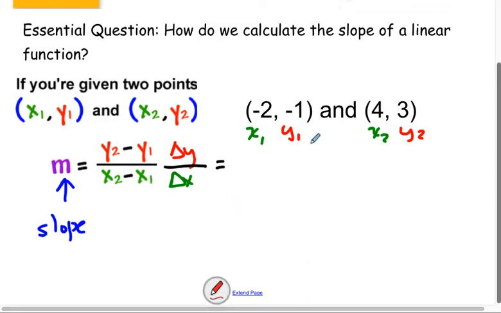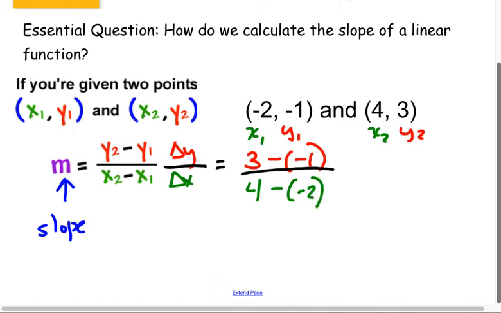Okay, so y first. So I want y sub 2, which is the value 3, and I want to subtract y sub 1, which is the value of a negative 1. Now be careful, because when you're subtracting a negative, make sure you have 2 negatives there. Okay? So I'm just going to leave that there, and I'm going to figure it out later on. Now I'm going to figure out my change of x. All right, so I want x sub 2, which is 4, and I want to subtract a negative 2. So when you subtract a negative 2, you should see 2 negatives there.